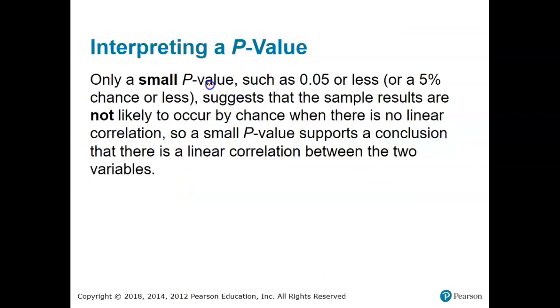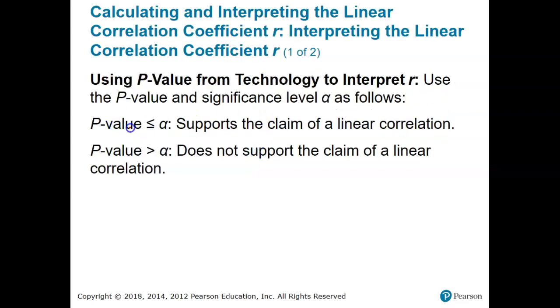Okay, so only a small p-value, such as those less than 0.05 or whatever your significance level is, is going to suggest that the sample results are not likely to occur by chance when there is no linear correlation. So a small p-value supports the conclusion that there is a linear correlation. When you get really small p-values, that is saying that you do have a linear correlation. So if your p-value is less than or equal to your alpha, it supports the claim of a linear correlation. If your p-value is greater than your alpha, it does not support the claim of a linear correlation.